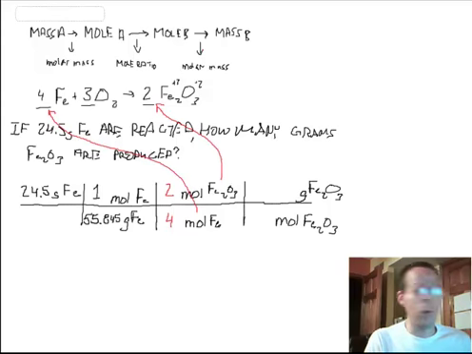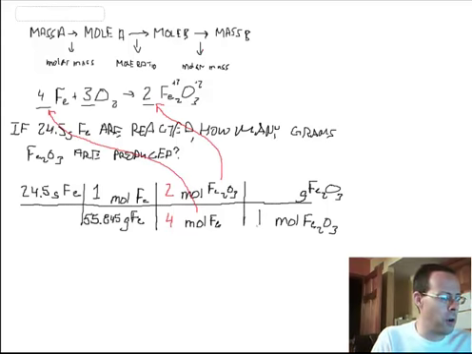Again, if we have grams and mole in the same fence post, that's known as the molar mass. If it's the molar mass, we're talking about the periodic table. If we're talking about the periodic table, how many moles does it refer to? Always 1. So 1 mole of Fe2O3 weighs 159.687 grams.